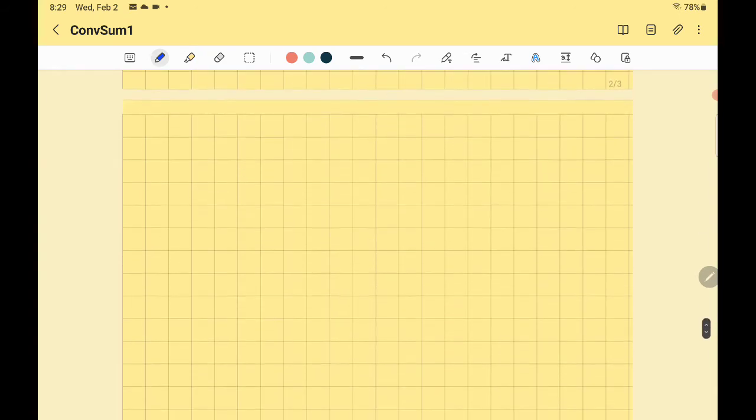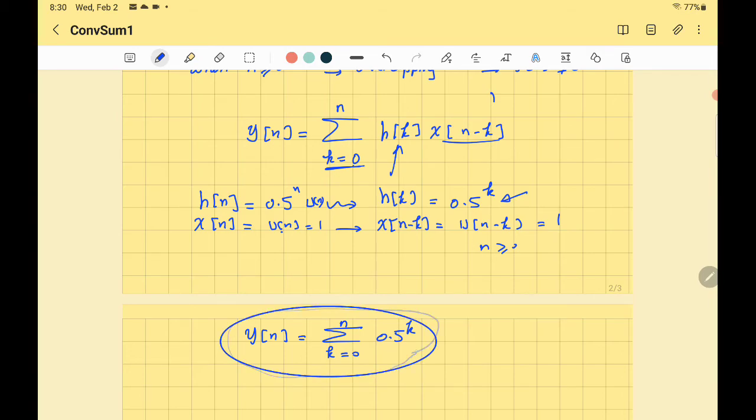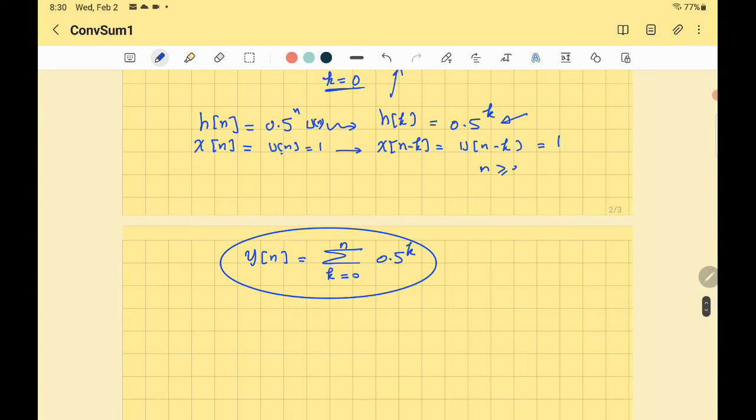So now this formula is simplified to the sum from k equals 0 to n of h[k], equal to 0.5^k, and 1 for x[n-k], because it's a unit step. So I want to find the sum. That's, by the way, the right answer. But if you want to evaluate it, you can use, if you remember, the sum of a geometric series. I will refresh your memory. The sum of the geometric series r^k for k from 0 to n will give (1 minus r^(n+1)) over (1 minus r). So that will be the sum.